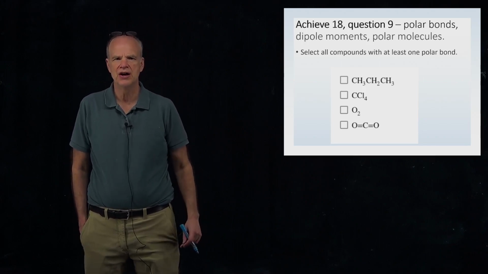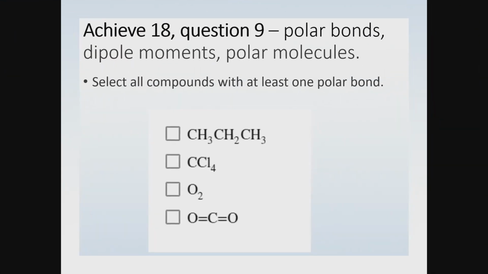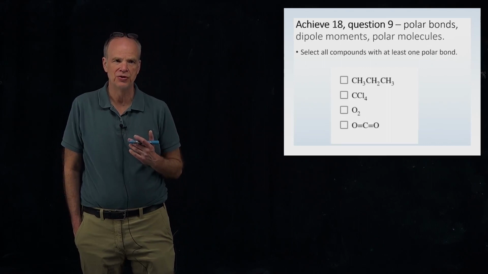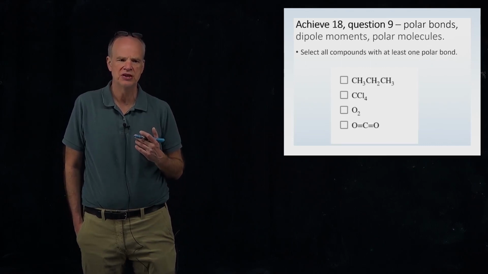If I can increase the slide. So this question reads as follows. Select all compounds with at least one polar bond. So if I can lower the slide. Okay, so I think it may be helpful if I draw some Lewis structures for each of these molecules.